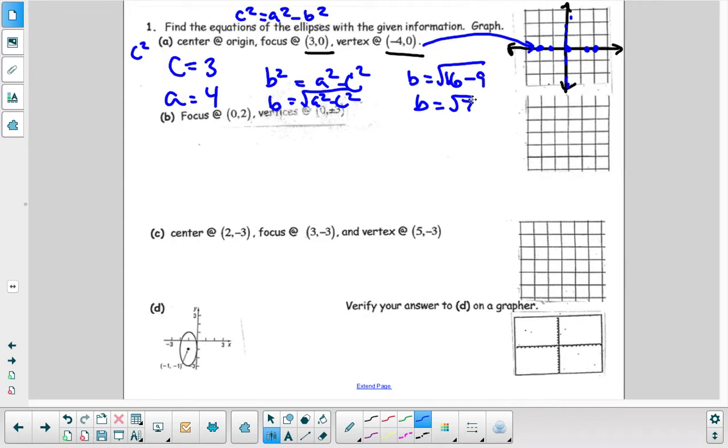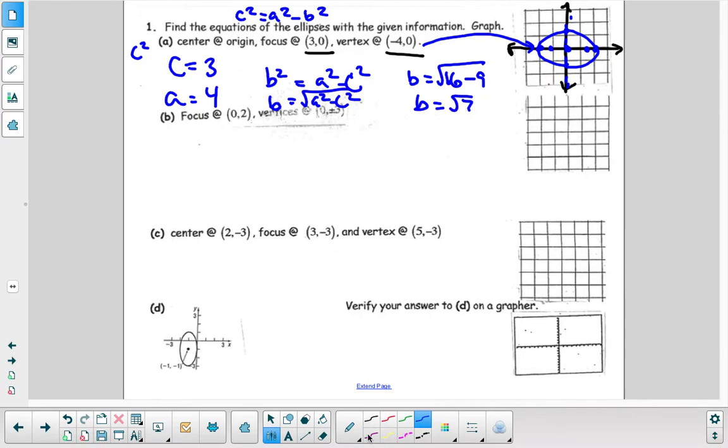Okay, so square root of 7 is the distance away from the center going vertically. Square root of 7 is a little over 2. You don't have to be too exact here. Again, we did scale this by 2's, so it's about right here and about right here. We're just going to connect, and it should look something like that.